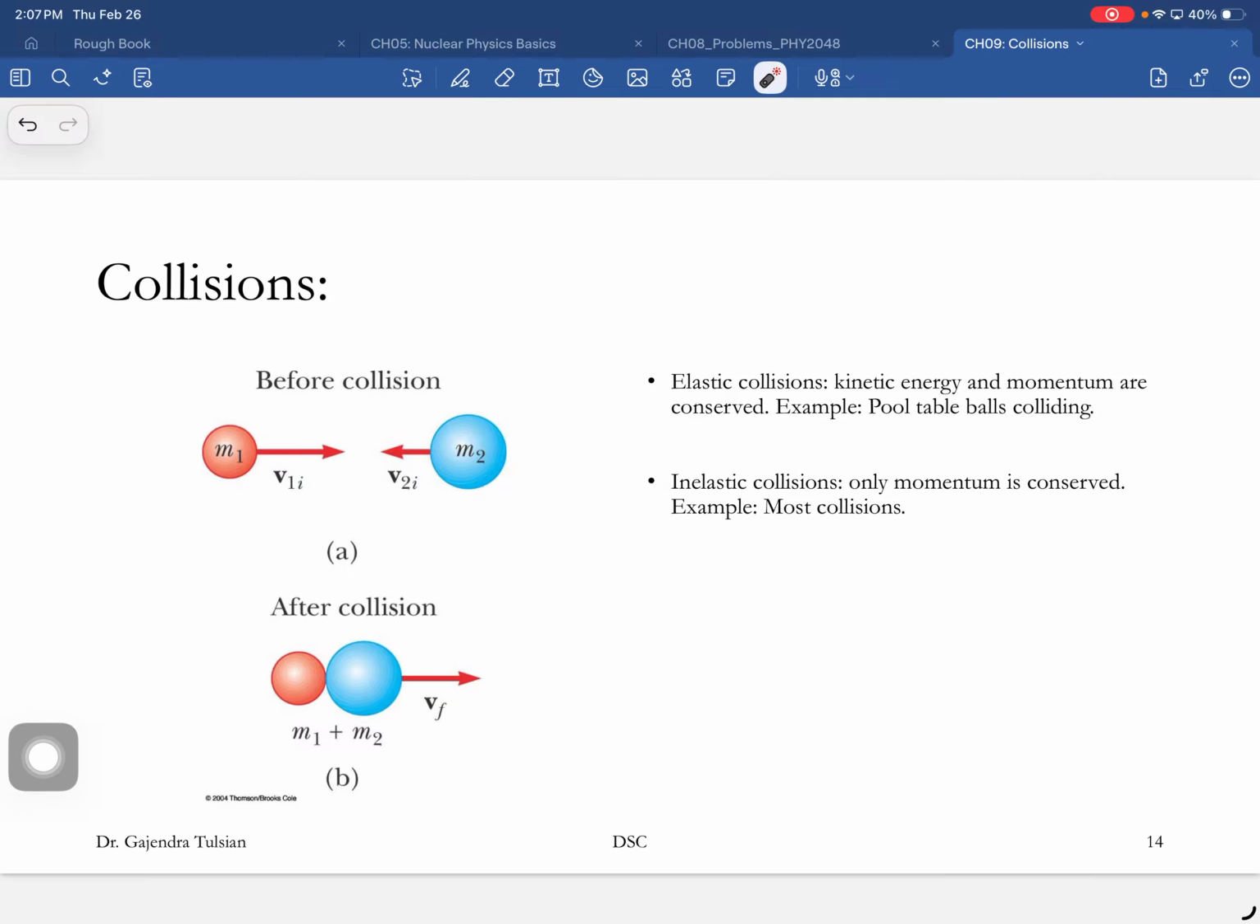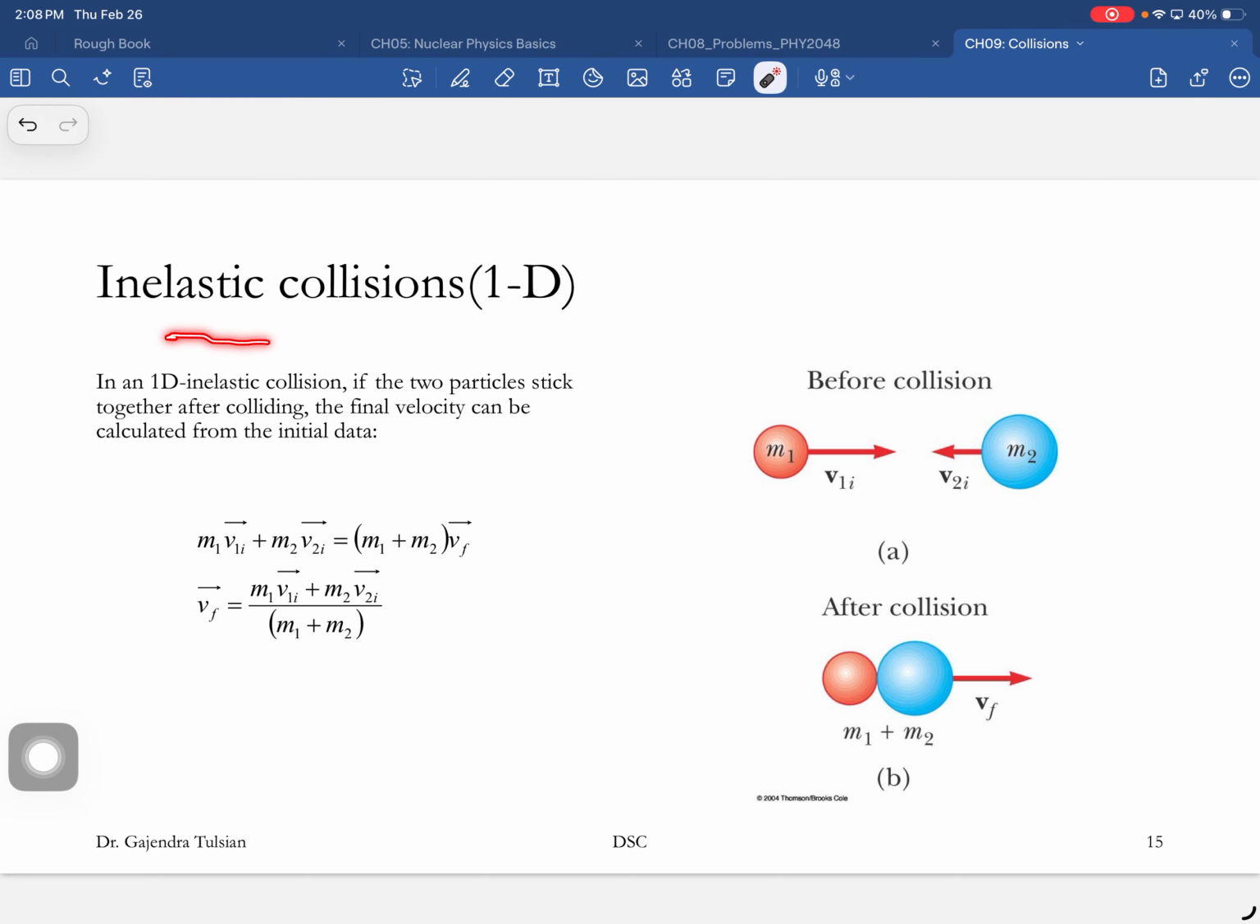Okay, so here's the momentum before collision, and here's after collision. In an elastic collision, in all collisions, what is conserved? Momentum. Okay, and we are just doing classification based on kinetic energy, and kinetic energy is sometimes conserved and sometimes not conserved. So we're using that as the classification tool. An elastic collision is one where kinetic energy is conserved, and an inelastic collision is one where kinetic energy is not conserved.